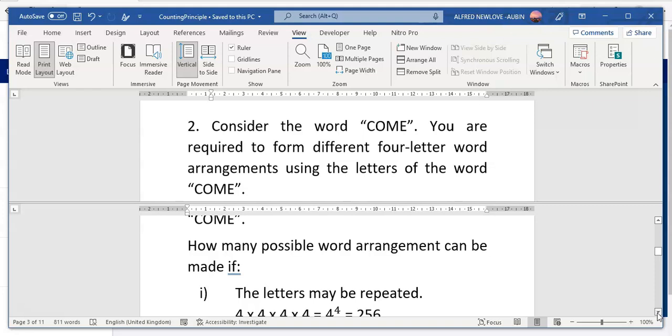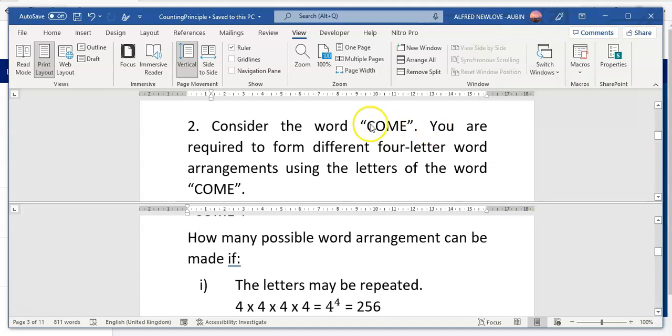Alright, so let's count the letters: 1, 2, 3, 4. So the first space is 4 times 4 times 4 times 4. How? The letters from "come", if you count them, are 1, 2, 3, 4. So the first space can take any of the letters, which is 4. It can take C or O or M or E.